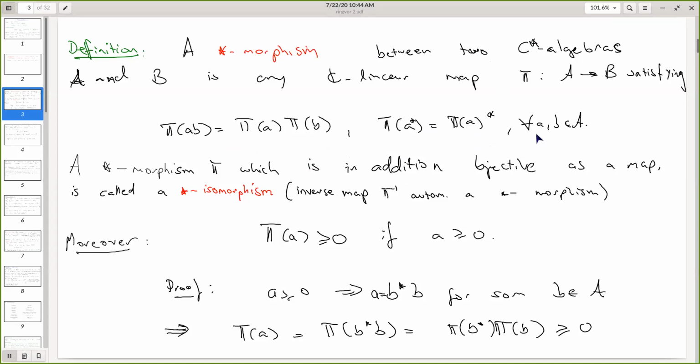So there's a star morphism, and if it's in addition bijective as a map, it's called a star isomorphism. You can easily prove that the inverse map is automatically a star morphism. I think Johannes pointed that out last time, if I'm correct. Moreover, you can also prove that if you have a positive element of an algebra and a star morphism, then the image of this element will also be positive. And the proof is very nice, actually.